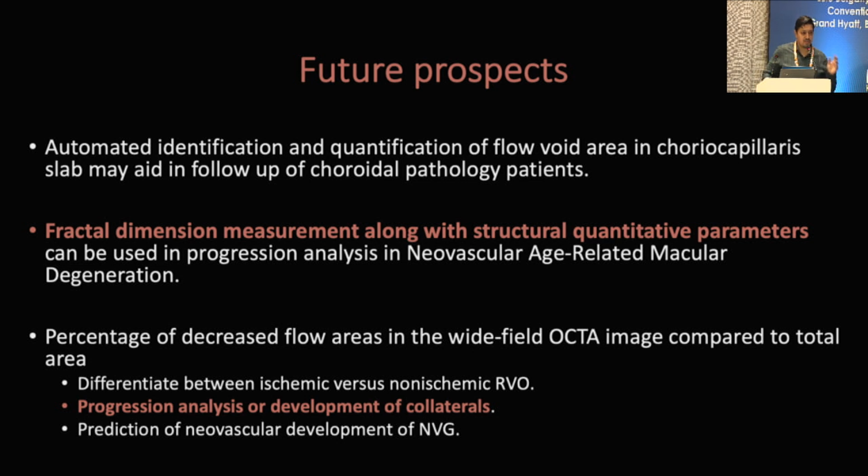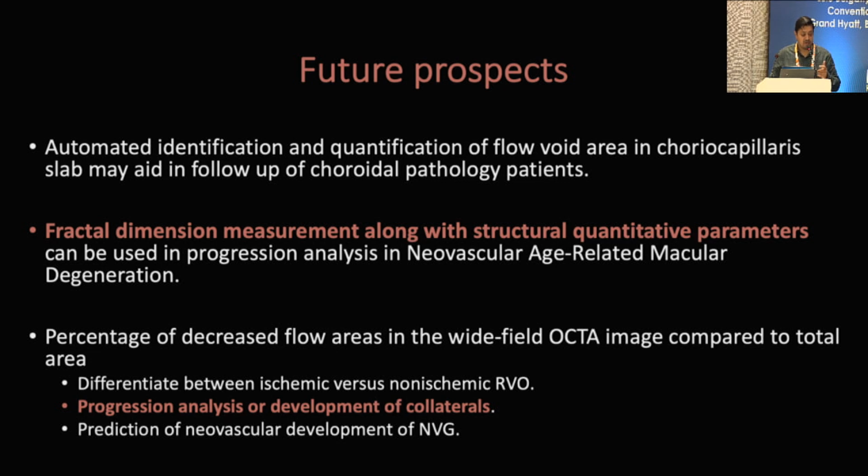So what are the future prospects with all the parameters we have? One is that these machines, with the help of AI, can automatically identify the flow void areas which Dr. Andrew talked about, and they can track in a distant area that the disease is getting reduced. So the machine can give you a red sign when the disease is further progressing. So that can be used.